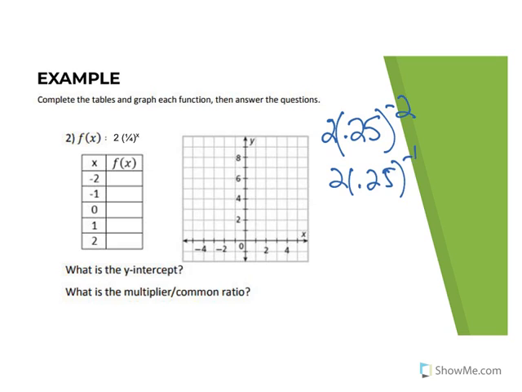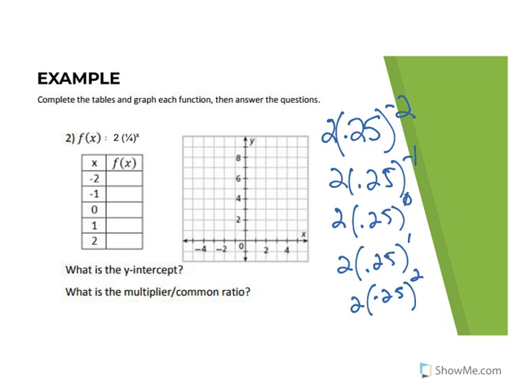I'm trying to go fast so that this video isn't forever long. 2 times 0.25 to the 0, 2 times 0.25 to the first, 2 times 0.25 to the second. Anyway, to get 1/4 into 0.25, you would do on your calculator 1 divided by 4, and then it gives you the decimal. Okay?